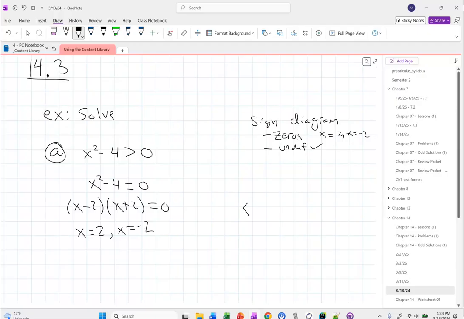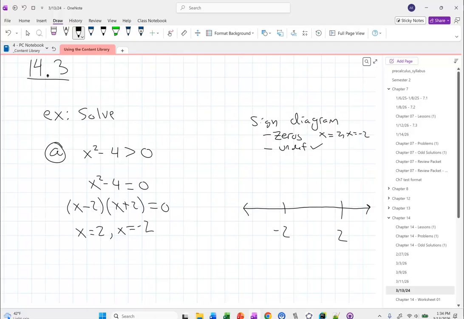Okay. So now I'm going to draw my sign diagram. My sign diagram is a number line. On that number line, I care specifically about two values. Guess what two they are? 2 and negative 2. Because those are the zeros, and I don't have anything that's undefined. Everybody's okay? So far, so good?